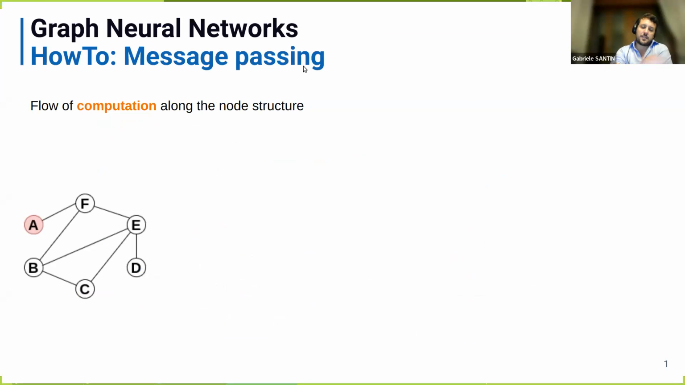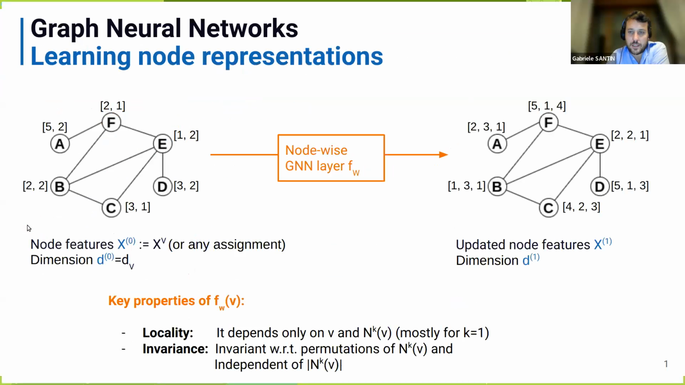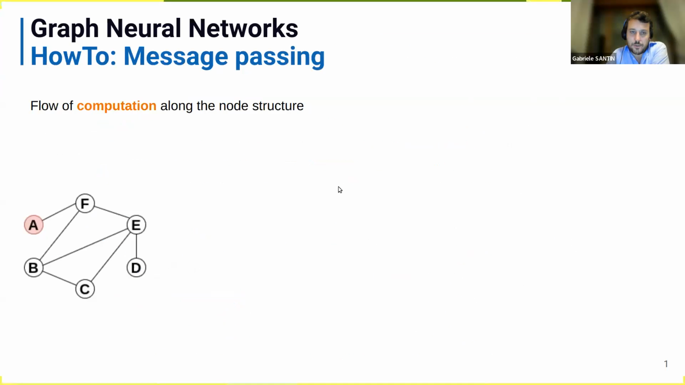So the idea is that we can define a flow of operation, and this operation or computation works along the node structure. Let's say that we have this initial graph, and we want to know what the layer will output when computed on this node here. We want to compute the representation of the node A after the application of the layer.